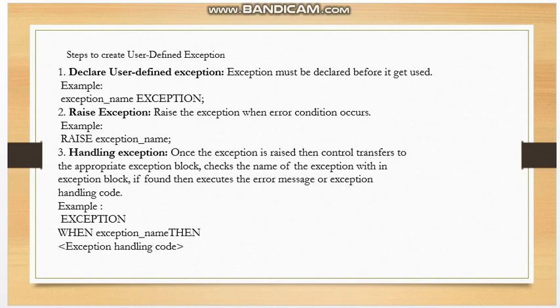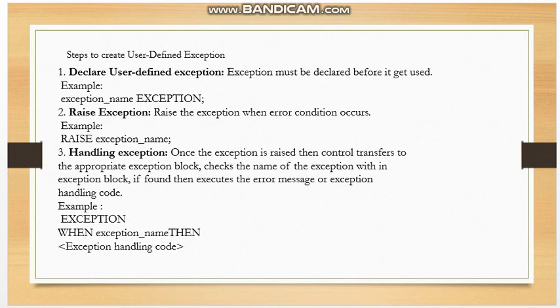These are the steps of writing user-defined exceptions. Number 1, declare the user-defined exception. An exception must be declared before it gets used. For example, let's say I want to check whether a number is negative or positive. If the number is negative, I want the exception, that is, enter a positive number. So I can write negative number as an exception. The declaration has to be done in the declaration section under the DECLARE keyword.